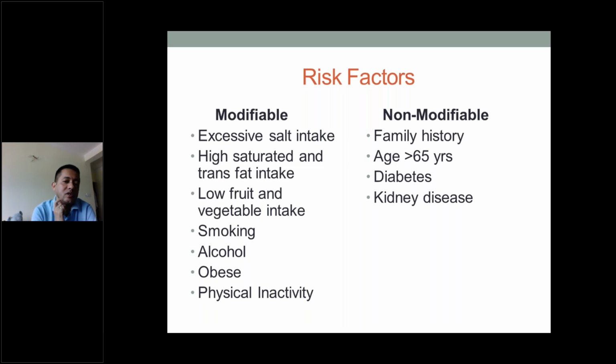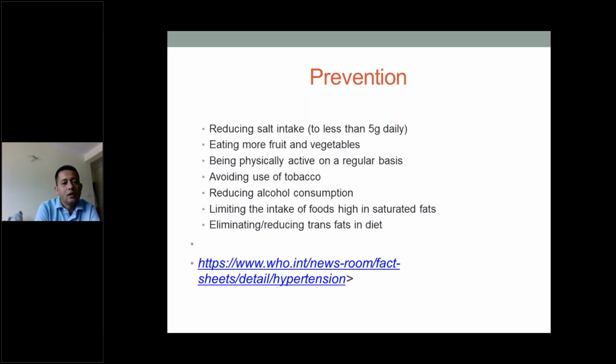of hypertension will also increase. But there are also a lot of modifiable risk factors, like excessive salt intake, high saturated and trans fat intake, very low fruit and vegetable intake, smoking, alcohol use, obesity, and physical inactivity. If you see, most of these modifiable risk factors are actually lifestyle related, and they are increasing because of urbanization. So prevention is basically tackling the modifiable risk factors.